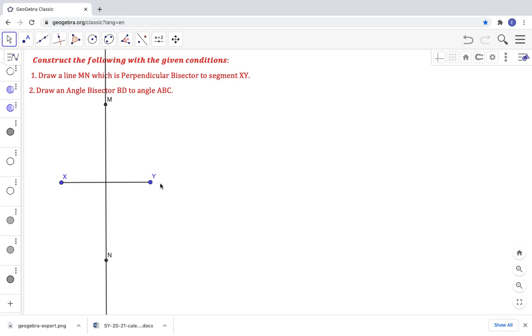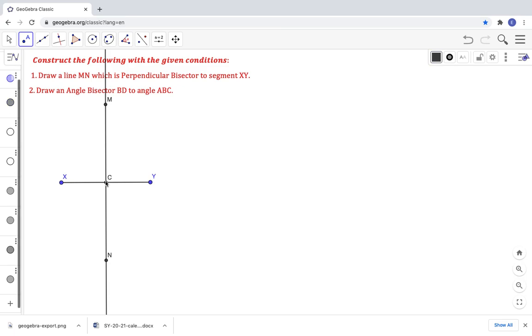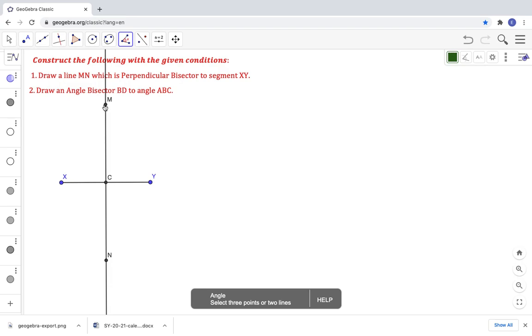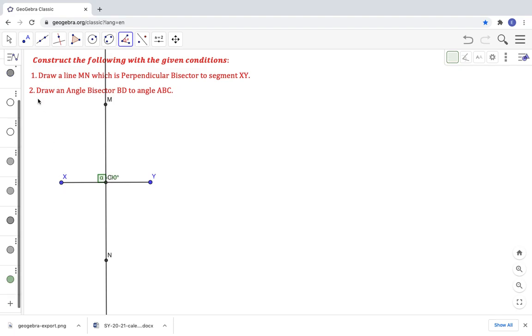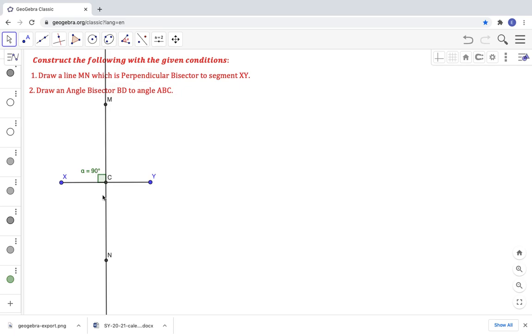But how are we going to prove that? So let us first name this point of intersection here as, let's say, point C. Now, how are we going to prove that line MN is really perpendicular to XY? So if we're going to show the angle, click this one, click the angle, and click MCX so that the angle MCX will appear. And it is clearly shown that this angle is 90 degrees. Therefore, it forms a right angle. So it means the line and the segment are perpendicular.